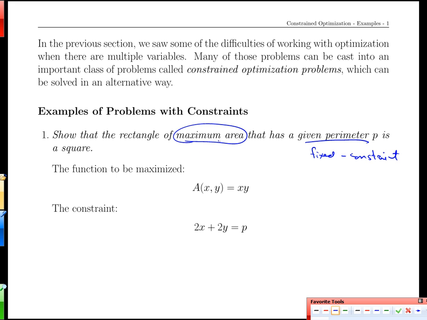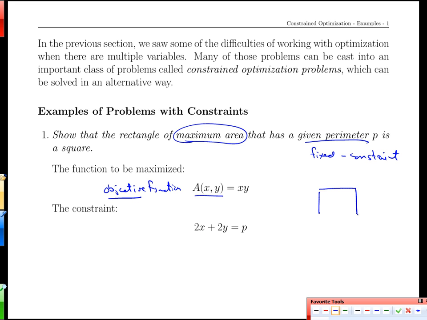I can't just choose any rectangle I like. I can't make it super large because I can only have a certain perimeter to work within. How that works in the mathematics is that we have a function, A of x, y, often called our objective function. That's the objective we're trying to maximize or minimize. And then we have a constraint, which also has a nice form to it.